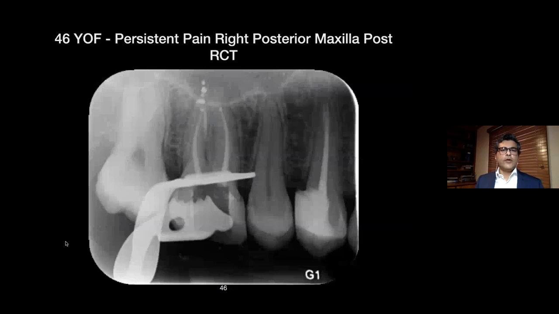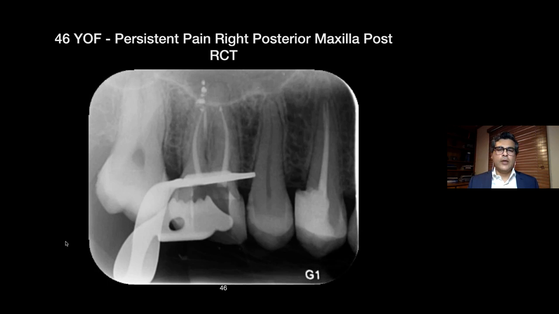So the first example here is a 46-year-old female. The patient has persistent pain in the right posterior maxilla after the root canal treatment. In this periapical image, what we are seeing is that the root canal is fairly okay. The root filling does not go all the way to the apex of the palatal root. But there's no periapical lesion. The PDL space really looks normal. There is no periapical radiolucency or radiopacity. Everything looks okay. The only thing here is that there is some extrusion of root filling material.